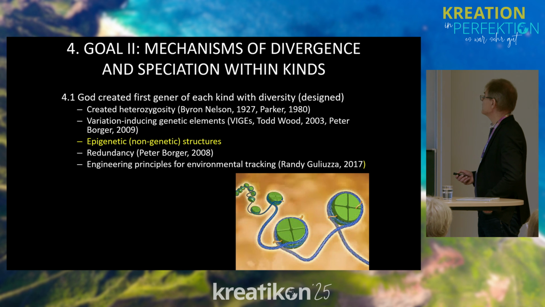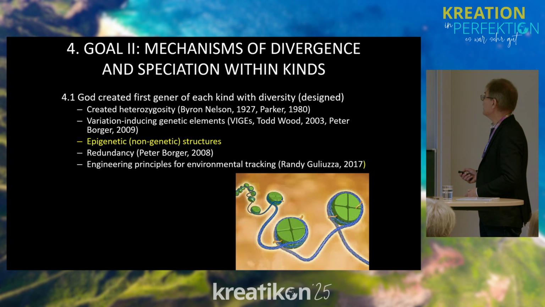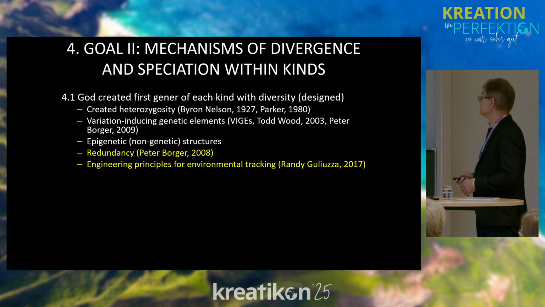And we have epigenetic structures, and these are histone proteins, and the DNA molecules are wound around a collection of those histone molecules, and then we have codes, like molecules, attaching to those histones, and that determine whether the DNA string will open up at that place, and then those genes there will be expressed to proteins. And the codes for that to happen needed to be present in the first generation. And as I mentioned, we also have redundancy and engineering principles for environmental tracking as 2 other examples of created diversity in the first generation.